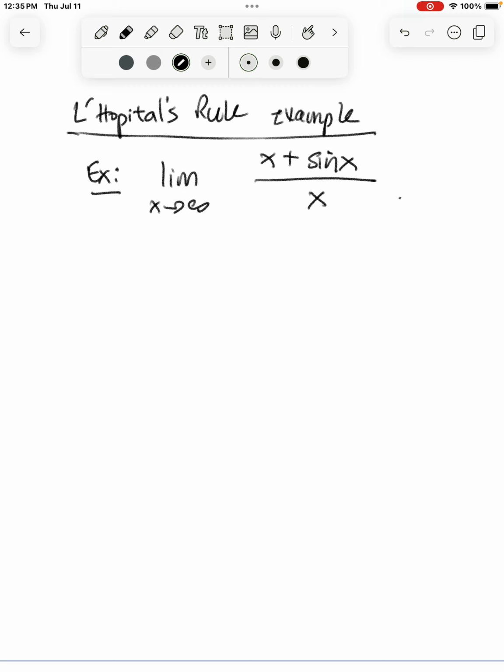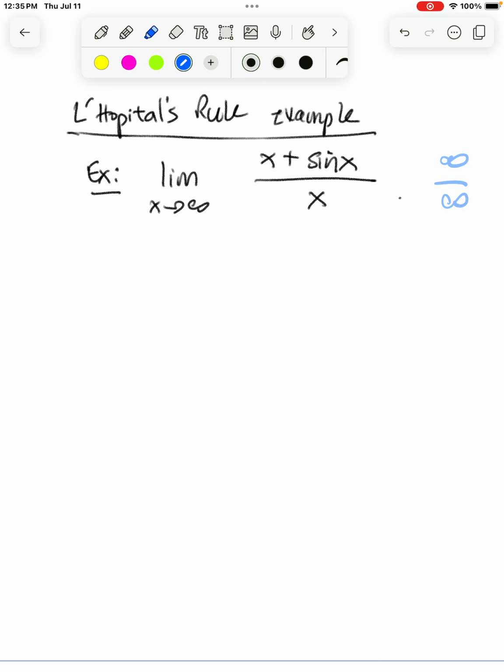So when you look at this, I see a ratio of two functions, and if you look at the top, x plus sine x, what's the limit of that as x goes to infinity? It's infinity, right? Because x is going to infinity. Now sine x is always between -1 and 1. So if you take something that's going off to infinity and then add something that's always between -1 and 1, the sum will go to infinity. All right? And the denominator, x, is also going to infinity.